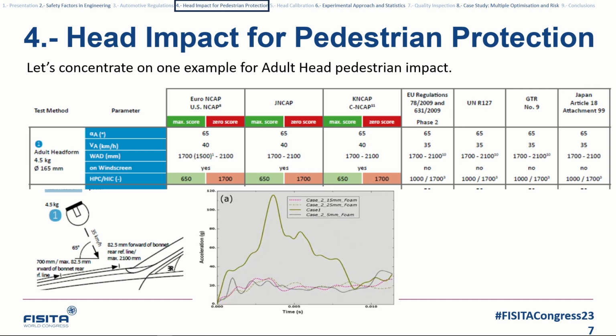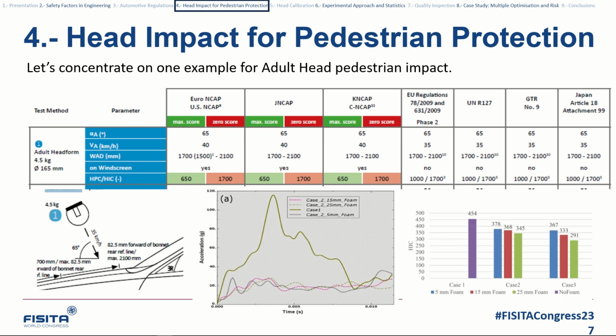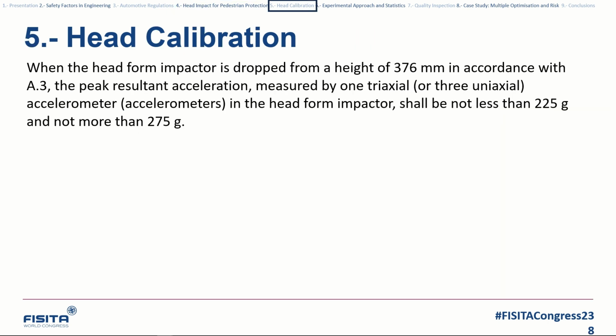Okay, so there are publications, but these publications, for example, say we have a case study, and then we include a foam of 2 millimeters, 5 millimeters, 15 millimeters, 25 millimeters, and we decrease the HIC, head injury criterion. These publications are always talking about results that are very green, very well below the 1000 HIC limit. This is, for example, one such publication. But they don't talk about repetition of experiments.